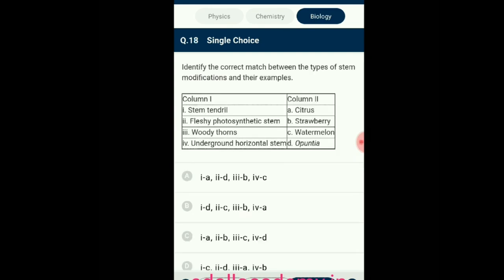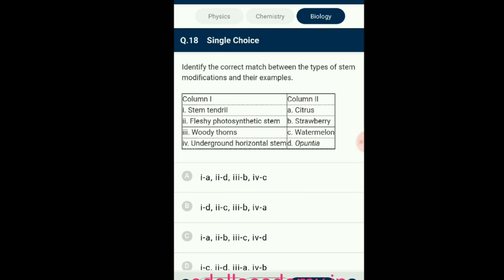Question number 18. Identify the correct match between the types of stem modification and their examples. Stem tendril is a structural modification of stem for mechanical support. Example, strawberry, cucumber. Fleshy stem known as phylloclade is the modification of plants like opuntia in desert regions in order to conserve water and perform photosynthesis. Woody thorns are seen in plants like citrus for protection from herbivores.